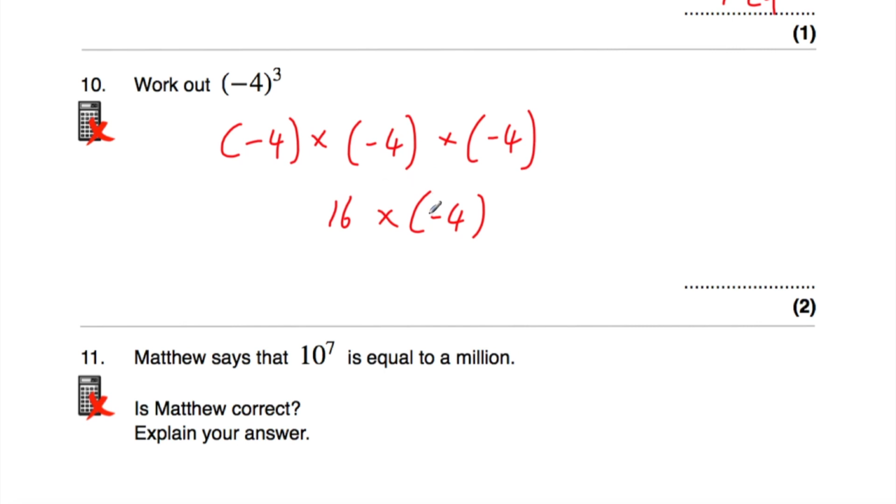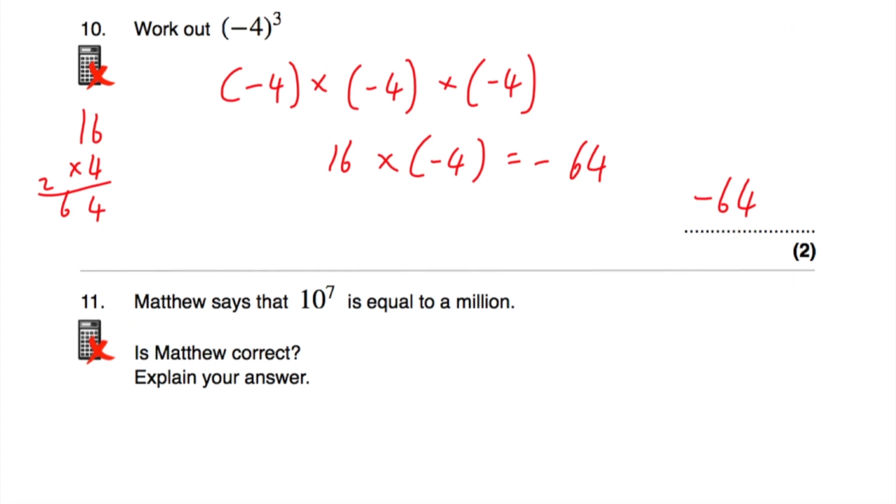Now a positive times a negative is a negative, so our answer is going to be negative, and we now need to do 16 times 4. So 16 multiplied by 4, and let's see what we get. 4 times 6 is 24, so let's put our 4 down and carry a 2. And 4 times 1 is 4, plus 2 is 6. So our answer will be -64. So -4 cubed is equal to -64.